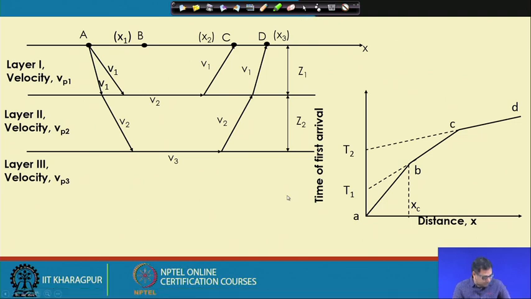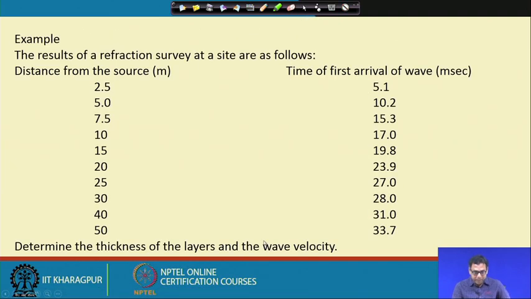Now, let me solve one particular problem. This is the example problem where we have done a refraction survey at a site. We have used 10 geophones, and the distances of the geophones from the source are 2.5, 5, 7.5, 10, up to 50 meter. And the time of the first arrival of the wave is in millisecond, remember that. So, these are the values and these are the distances.